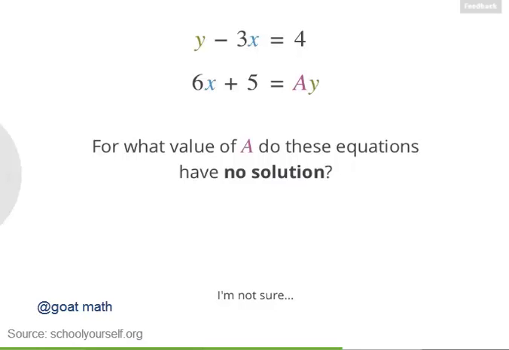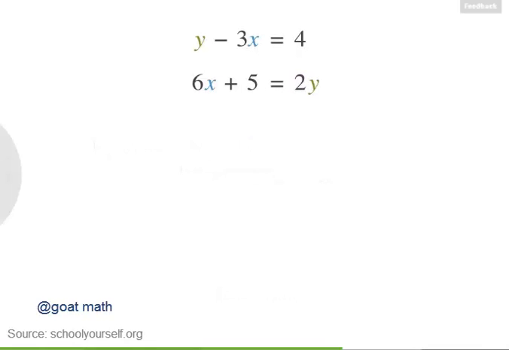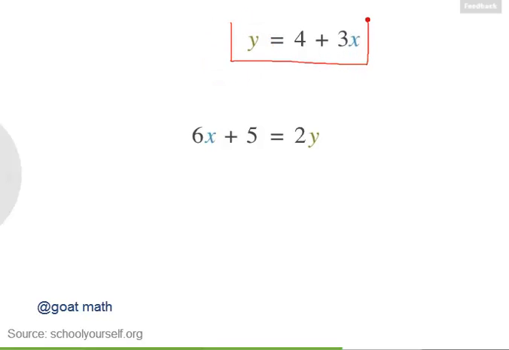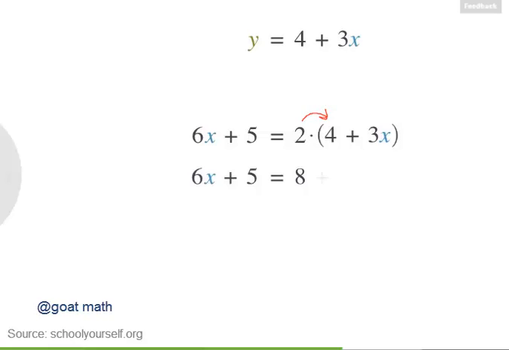Excellent work! There are no solutions when a equals 2. One way to see this is to solve the top equation for y in terms of x by adding 3x to both sides. The 3x's on the left cancel out, so y equals 4 plus 3x. Then you can plug in the 4 plus 3x for y in the second equation. So 2y becomes 2 times (4 plus 3x) in parentheses. Finally, distributing the 2, you get 6x plus 5 equals 8 plus 6x. The right side of this equation is always 3 more than the left side, so this equation has no solution.